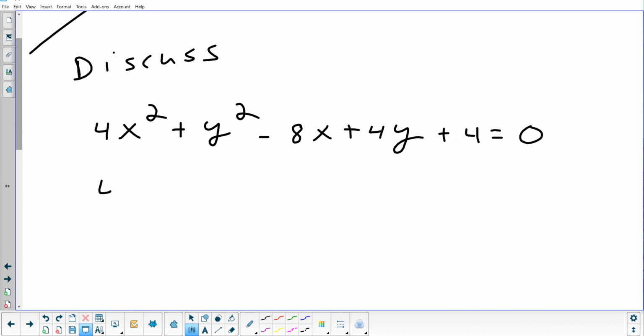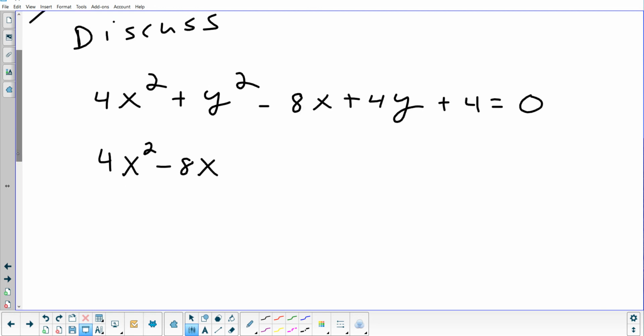So let's just kind of set this up to get ready. So 4x squared minus 8x plus y squared plus 4y. And what will that equal? -4. Now, what did we always say when you want to complete the square? What number is supposed to be in front of the squared term? 1. Then the y's are fine.